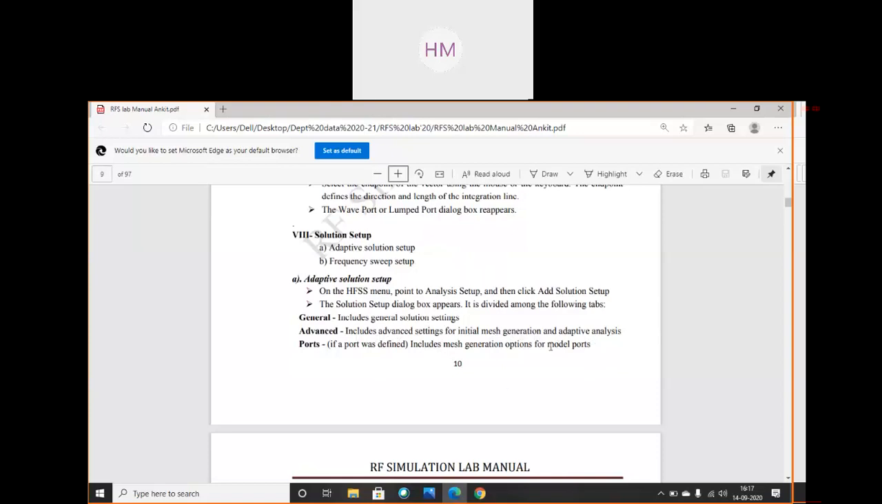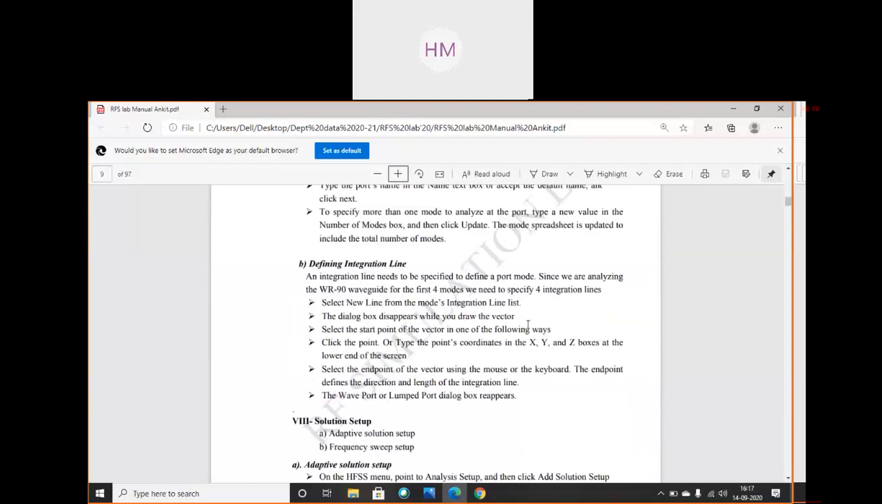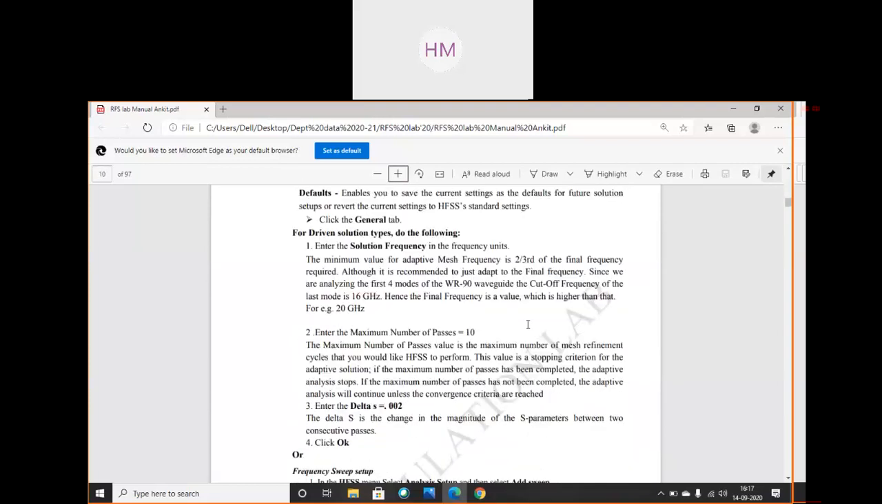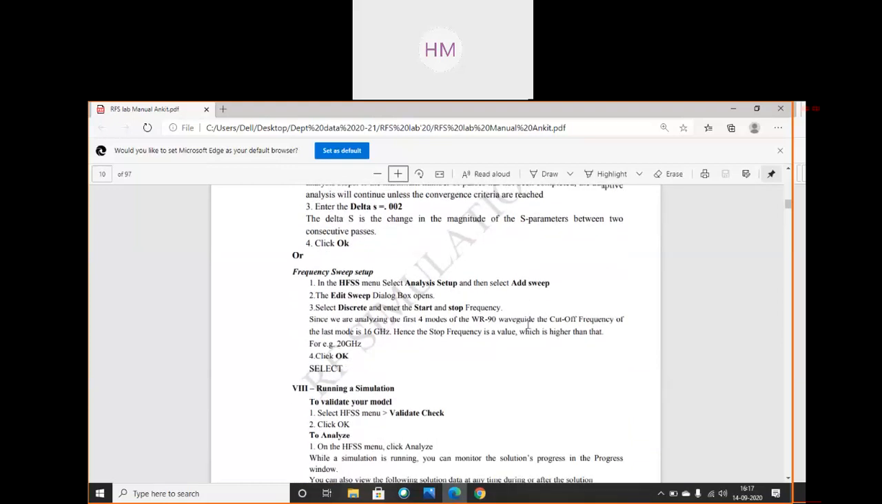This is generally not used. We will use the second one, that is frequency sweep setup. So this is our frequency sweep setup. In the HFSS menu, select analysis setup and then select add sweep. Edit sweep dialog box will open. Select discrete and enter the start and stop frequency.